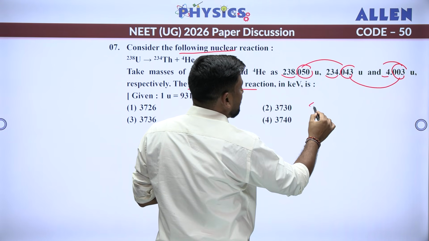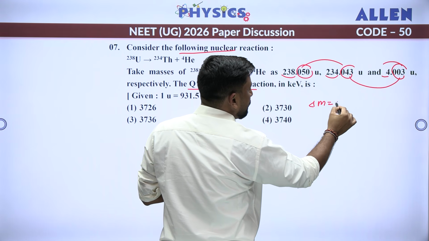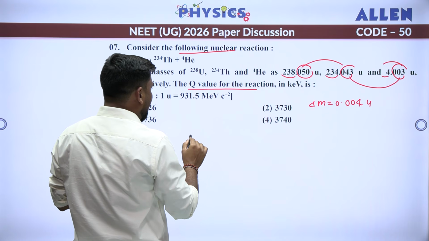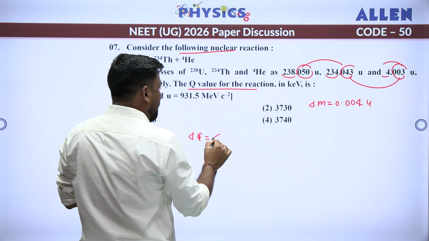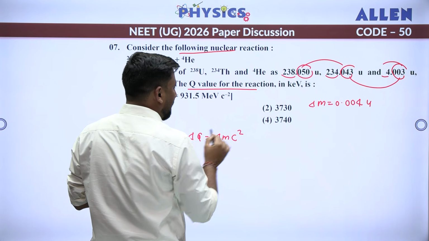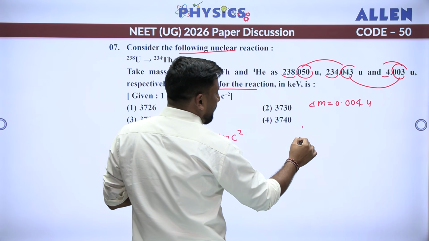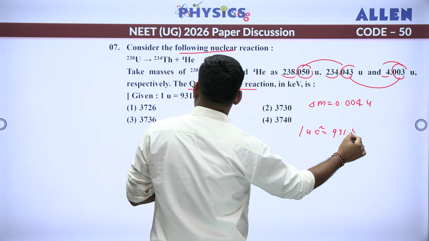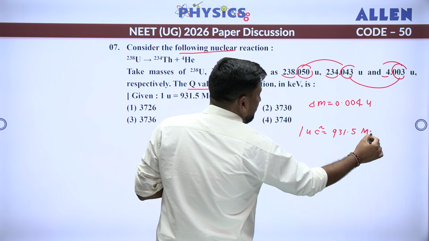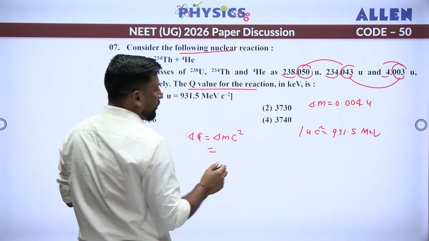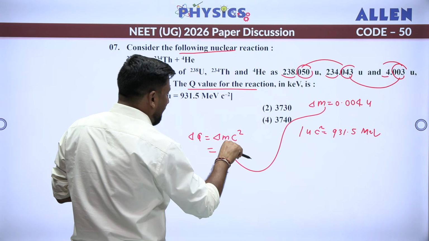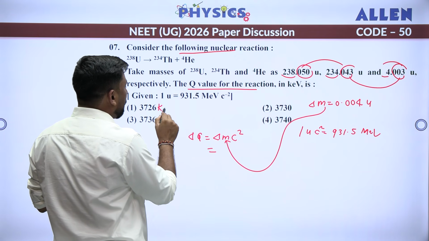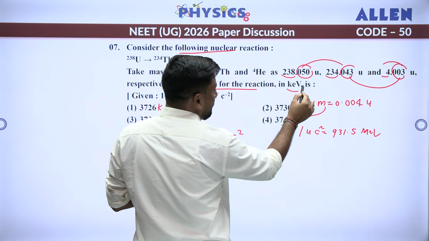So if you find the mass defect, delta M is going to be how much? 0.004 u, right? So we can say that Q is equal to delta M into c square. We know that 1 u into c square is 931.5 mega electron volt. They have already given it. So whenever you put this value of mass here, you are going to get 3726 kilo electron volt, because they are asking the answer in terms of what?